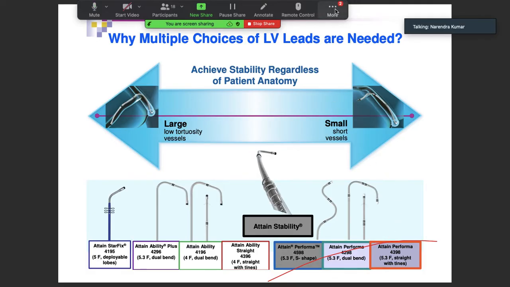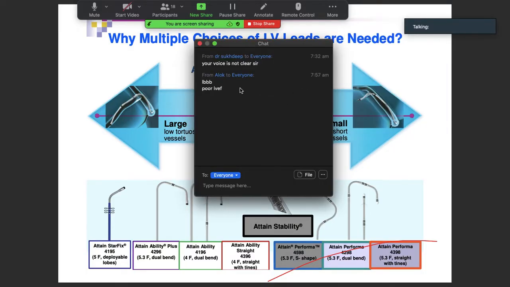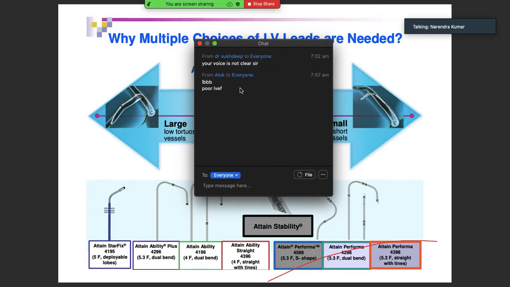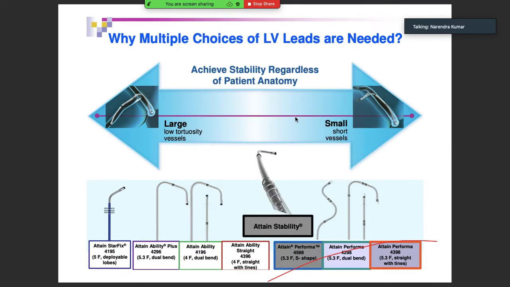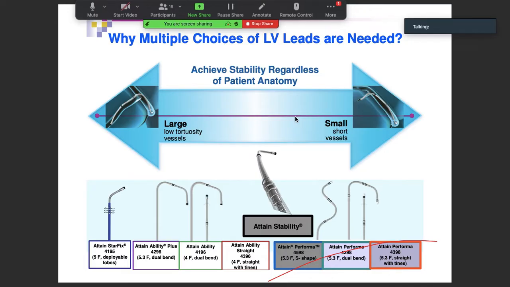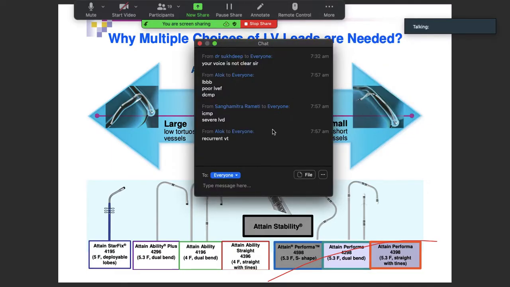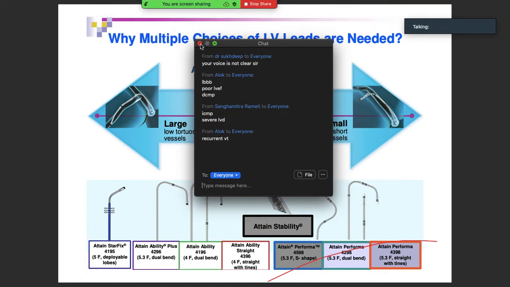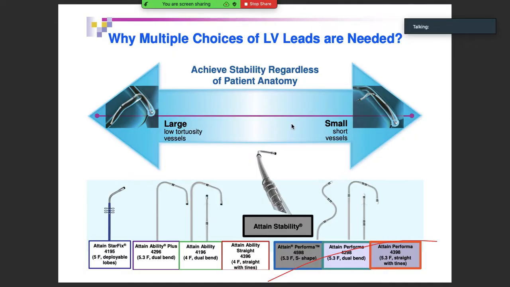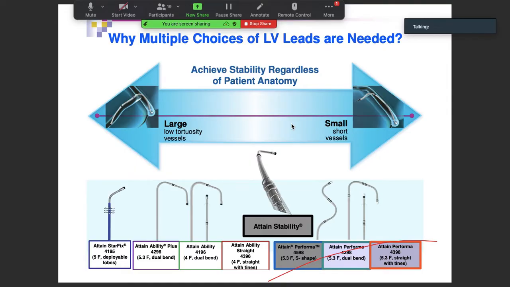Okay. Wonderful. Wonderful, Alok. Okay, good. So what are the indications? No, so you're almost there. Okay. No, recurrent VT? No. You guys are almost there, I would say. Okay. Come on, we had several sessions.